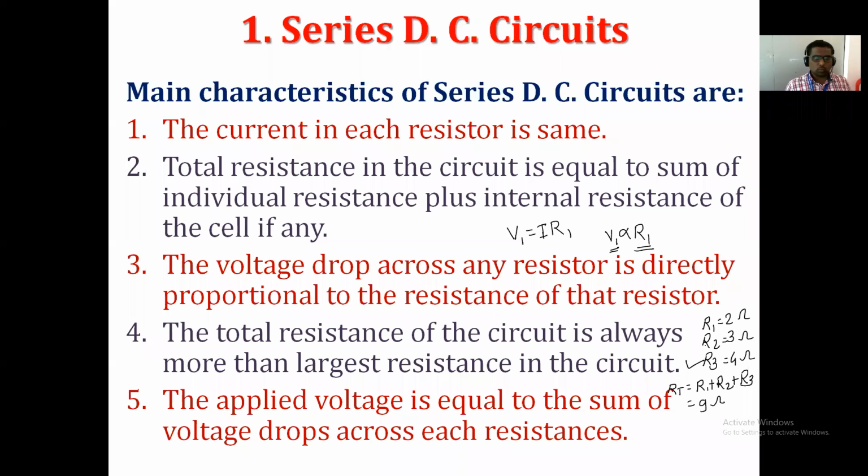Then the last characteristic is that the applied voltage is equal to the sum of voltage drops across each resistance. It means that V is equal to V1 plus V2 plus V3. These are the main characteristics of a series circuit. Get my point? Okay. If you have any doubt, you can ask. Otherwise, I will go to the next slide.